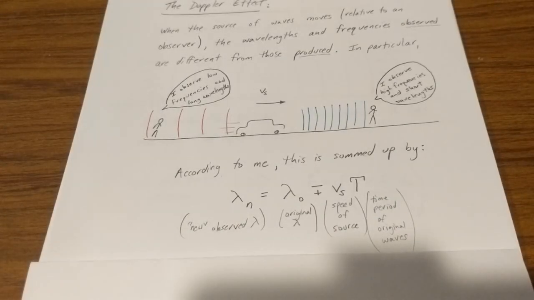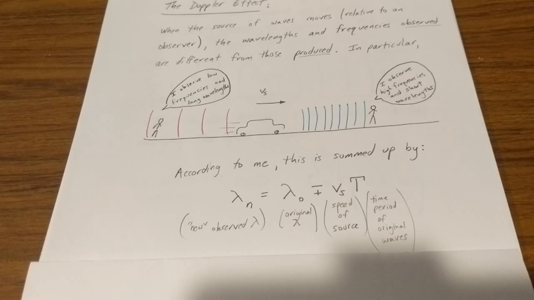According to me, in your water waves lesson, the Doppler effect relationship can be summed up by the new wavelength that is observed is equal to the original one minus or plus the speed of the source times the time period of the original waves. I say according to me because this is not the way that the IB communicates this idea.